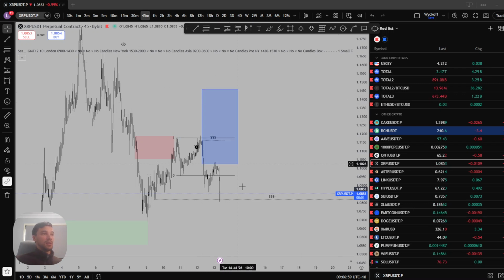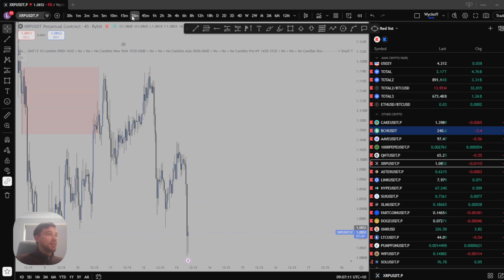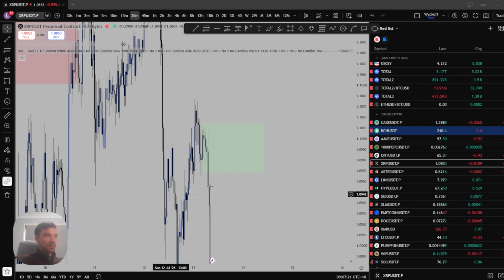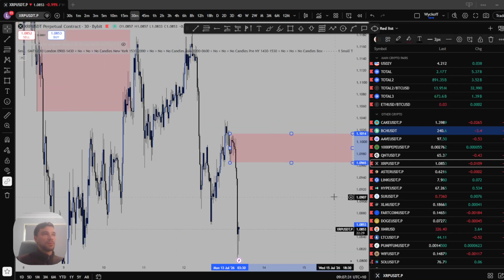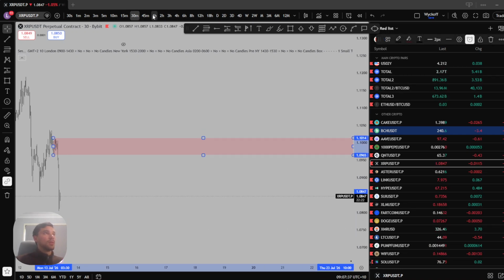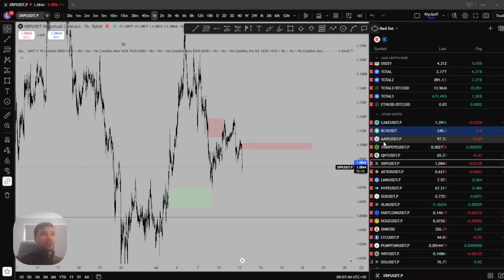Well, we've hit the liquidity. But at the moment, nothing really I'm too eager on, if you will. There's some supply here, but it's not really clean supply. Yeah, that's honestly it for XRP.